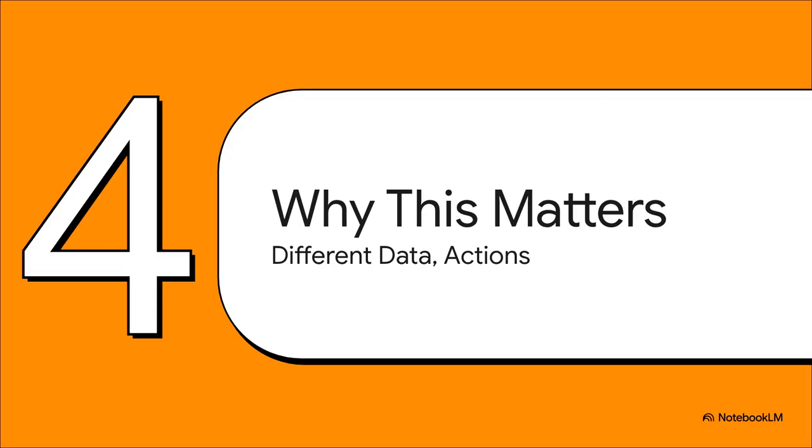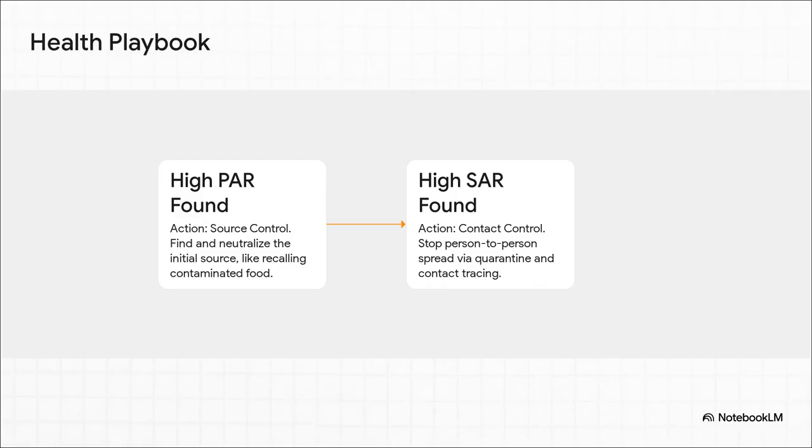Okay, so we've got these two different numbers, PAR and SAR, but why is it so critical to keep them separate? Well, it's definitely not just for academic points. Each number points public health officials to a completely different, specific action plan. Think of it like a playbook. If you find a high primary attack rate, your mission is source control. Period. You find that contaminated food and get it off the shelves. You shut down the bad water supply, you attack the source.